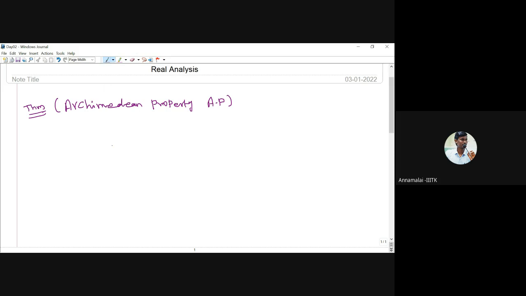Now, using that, what does the Archimedean property say? There are two forms, and the two forms are equivalent. So what is the first Archimedean property? That is AP1. It says the natural numbers N are not bounded above in R.